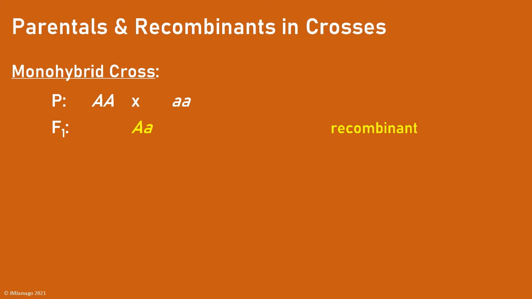Now, the F1 is already the recombinant, okay, the recombinant genotype, because you can see that it is not exactly the same as either parent. So remember, the female parent is homozygous dominant for gene A, and the male parent is homozygous recessive for gene A. But the F1 is heterozygous dominant for gene A because it has inherited a dominant A allele from the female parent, and it also has inherited a recessive A allele from the male parent.